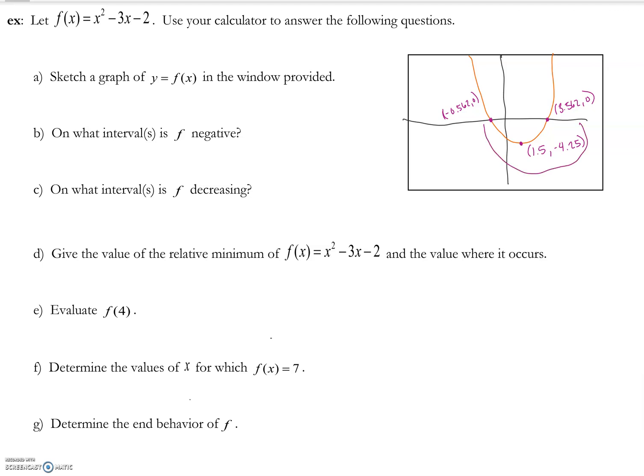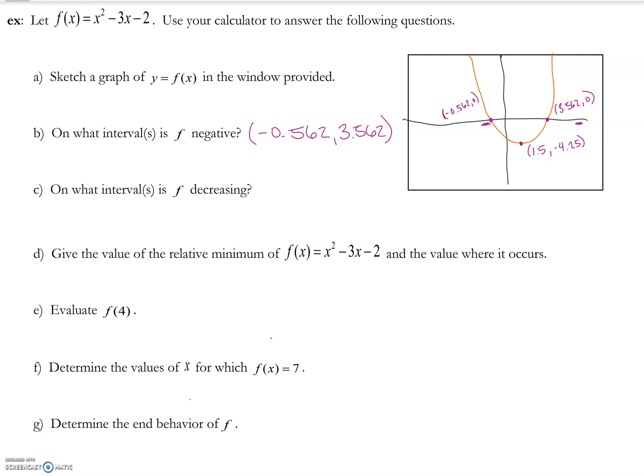So you'll notice that it goes from one x-intercept to the other x-intercept. And when we write our intervals, we always use the x values. So I'm just going to use the x values between those two x-intercepts. So it's negative between negative 0.562 and 3.562.